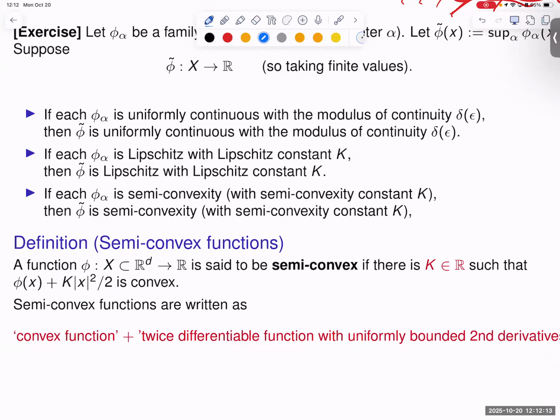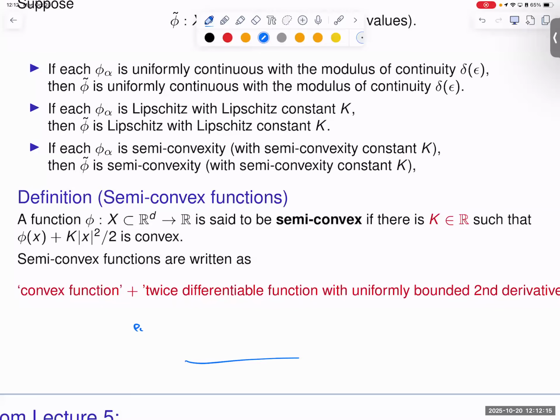For example, a function may look like this.